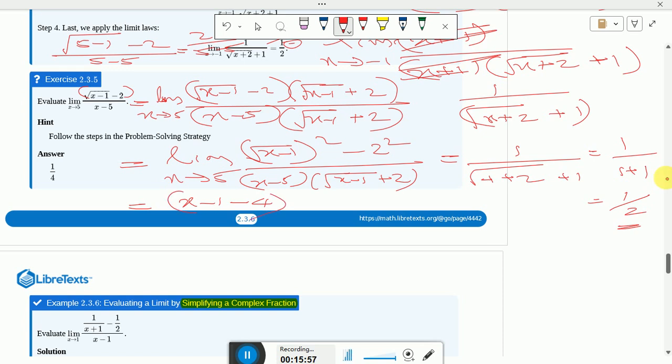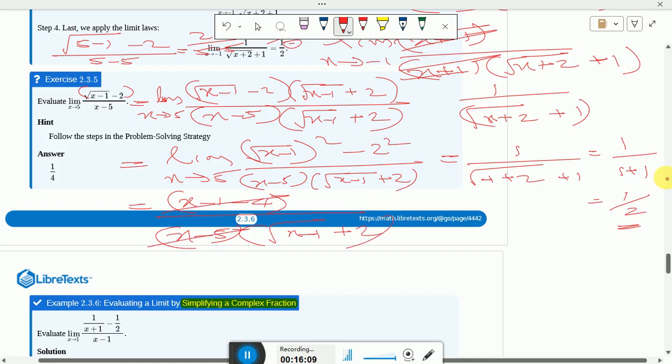So this is equal to x minus 5. Here also we have x minus 5, then square root of x minus 1 plus 2. Now we can cancel this one and this one. Now if I directly apply limit x approaches 5, we get 1 over square root of x minus 1 plus 2.